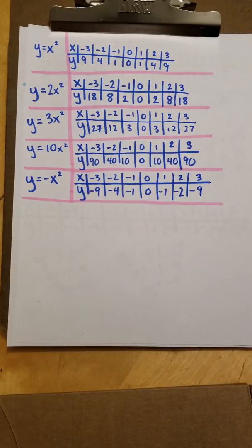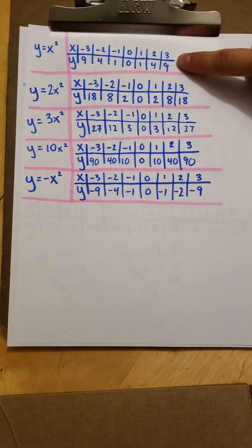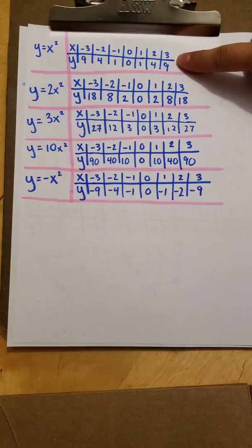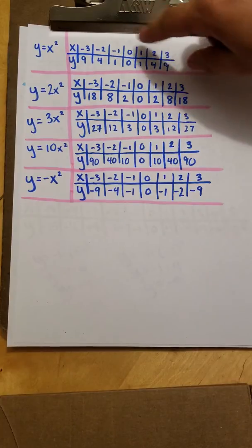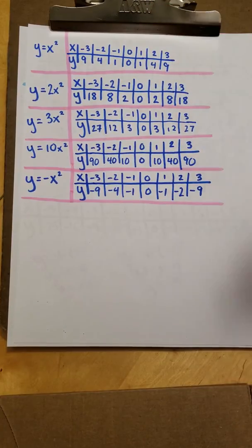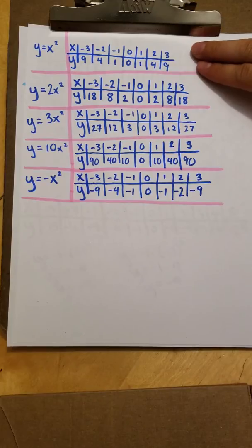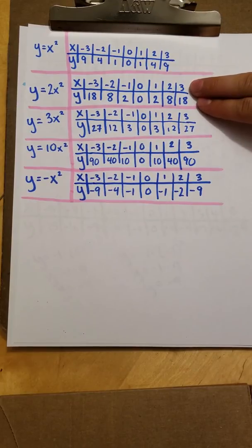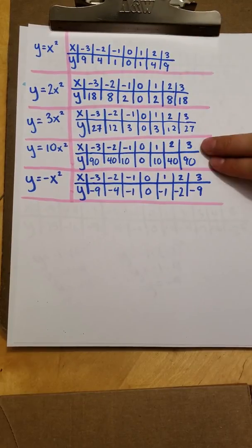Here are all the tables we've made so far. This is the original pattern. I didn't go out to 5. I just went to 3 on either side to shorten it. All the outputs are doubled and tripled and multiplied by 10 and made negative.